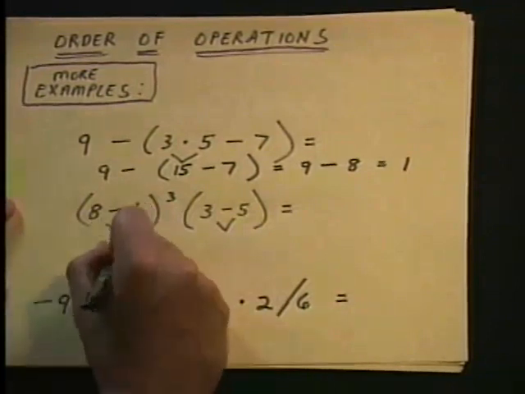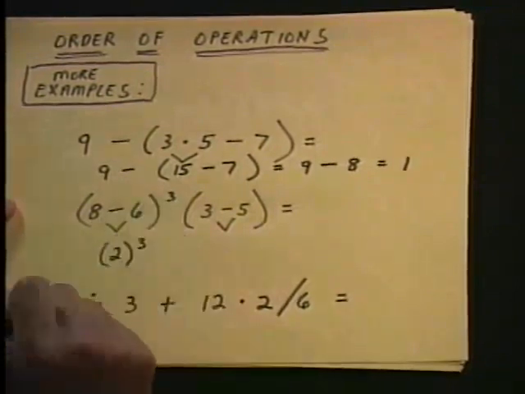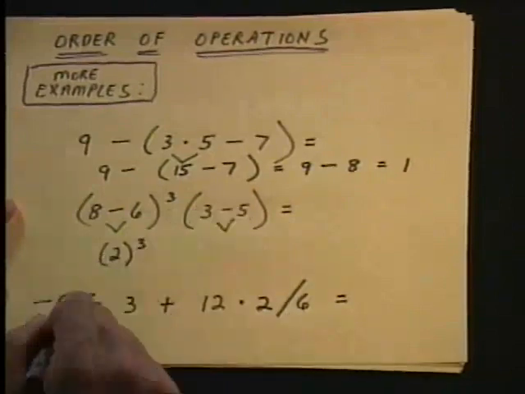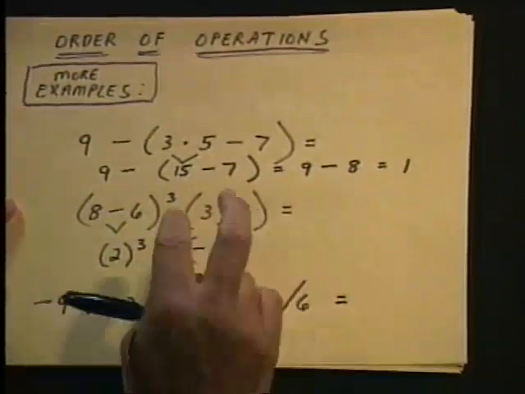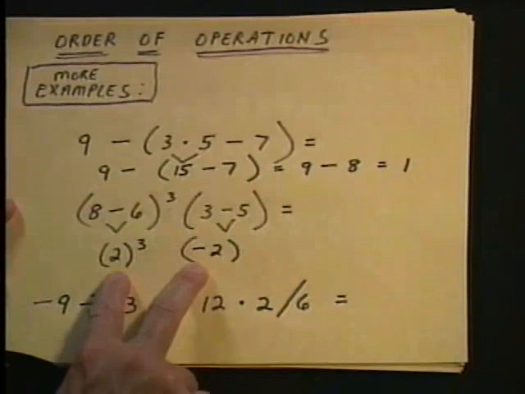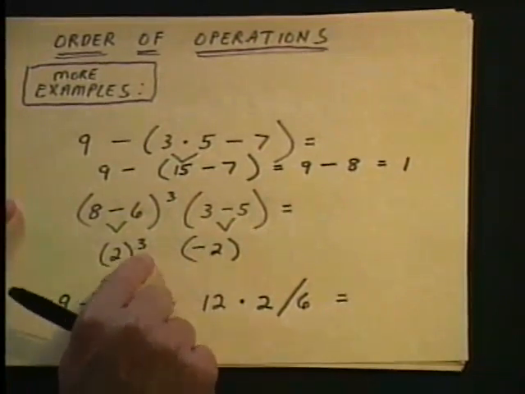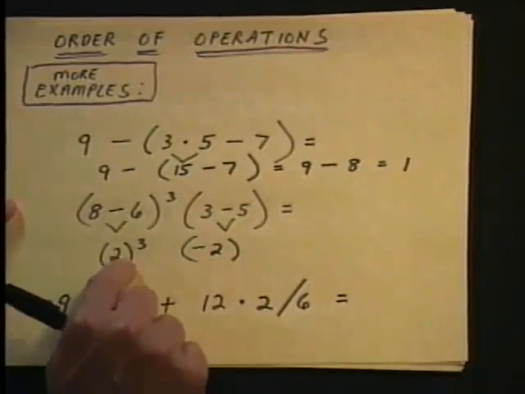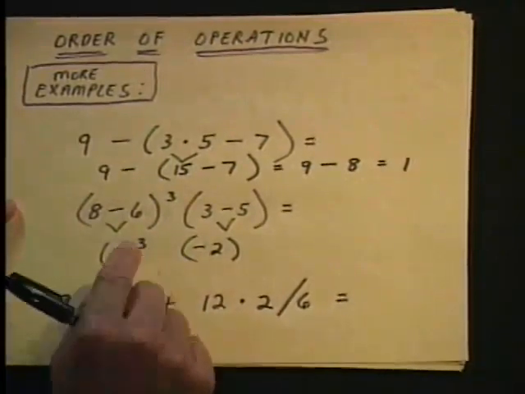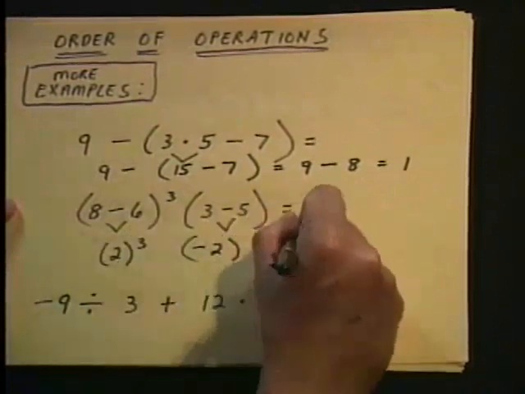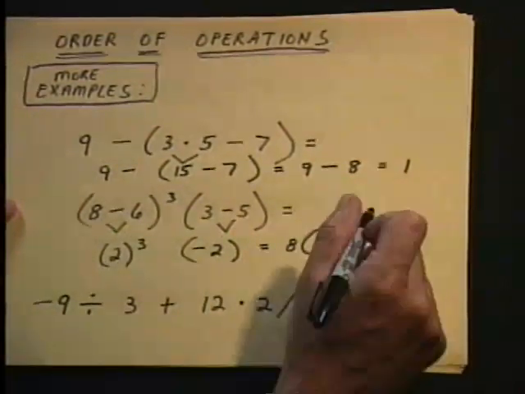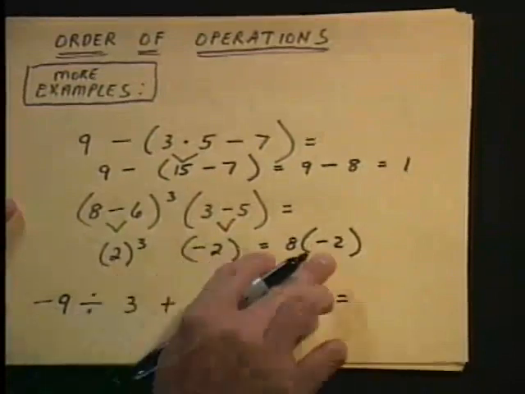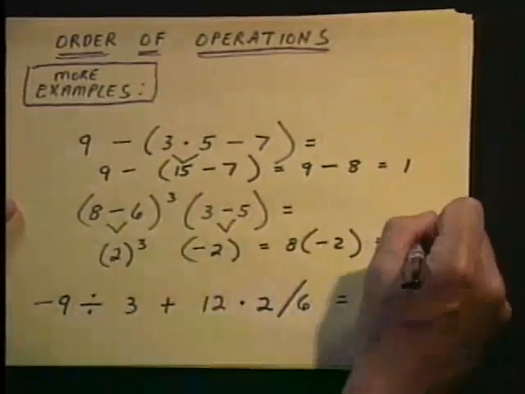8 minus 6 is 2 to the third power, and then 3 minus 5 is a negative 2. So this is what we're left with in the second step. Now Aunt Sally would say next, do the exponents here before you do the multiplication. So 2 to the third, now don't say 6, be careful. It's 2 times 2 times 2, so this would be 8 times negative 2. And that would give us a total of negative 16.